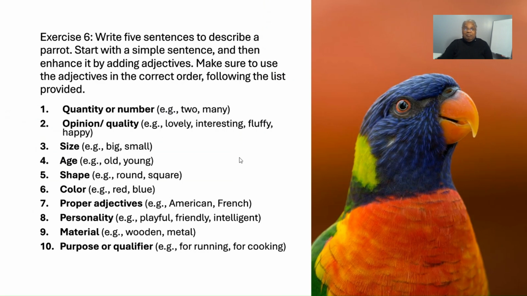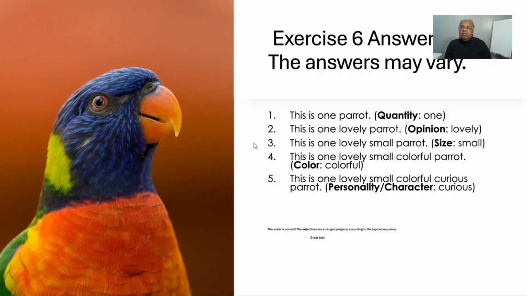Exercise 6. Write 5 sentences to describe a parrot. Start with a simple sentence and then enhance it by adding adjectives. Make sure to use the adjectives in the correct order following the list provided. Here's the answer key for exercise 6. The answers may vary. In looking at the picture, I wrote 5 sentences that describe what I see.